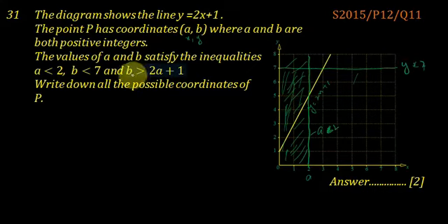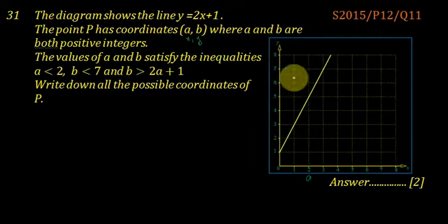And finally the line b is greater than 2a plus 1. So this is the line of 2x plus 1, and the region is above this line because it is greater than. So all of this region satisfies these three inequalities, and P must be lying here. So we see which point could be here. We have defined that the region is below 7, above this line, and less than a equals 2. So this must be the coordinate.